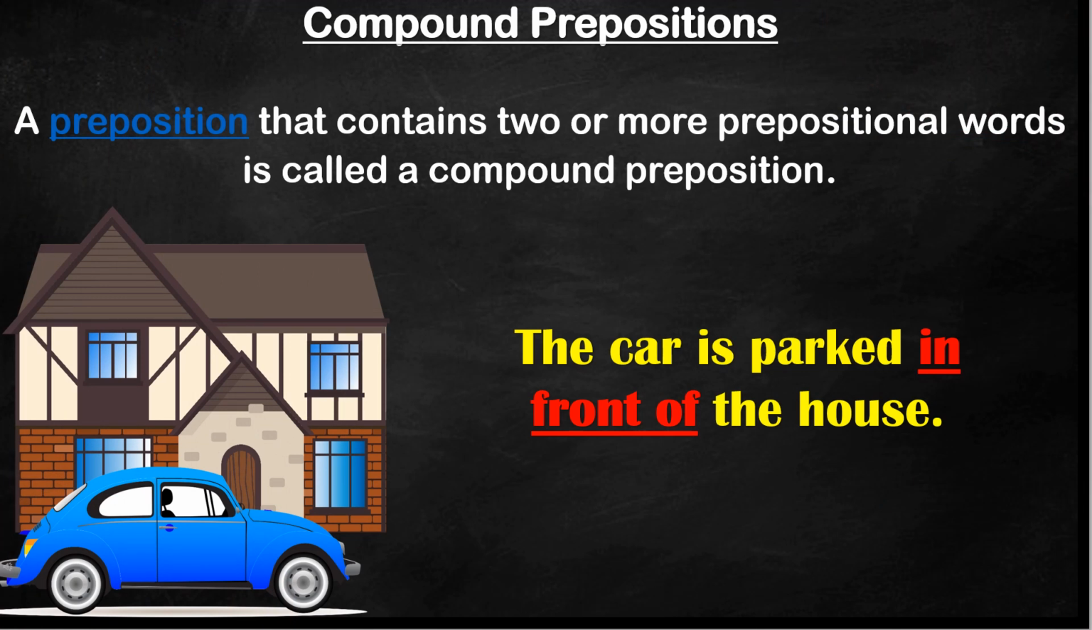A compound preposition is one that contains two or more prepositional words. For example, the car is parked in front of the house. Here, in front of, three words are there which are acting together as a preposition. Therefore, it becomes an example of a compound preposition.